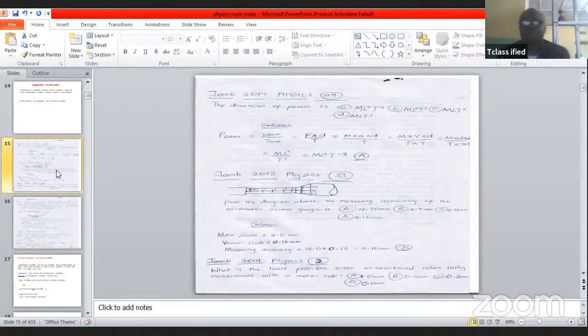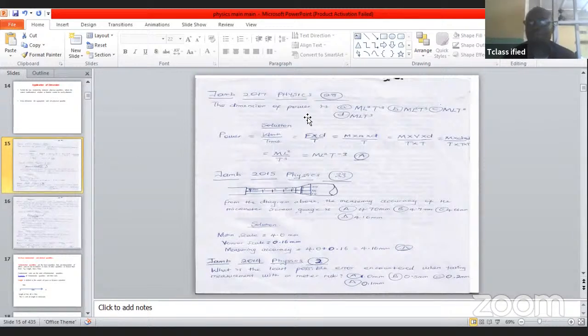So let's look at JAMB question 2017 for physics, question number 28. If you check your JAMB past questions, question number 28 for 2017, you're going to see this question. The dimension of power is: option A, ML squared T to the power minus 3; B, ML squared T to the power 3; C, MLT squared; then D, MLT cubed. Okay, so this is dimension. And you know dimension is just what we just finished learning.